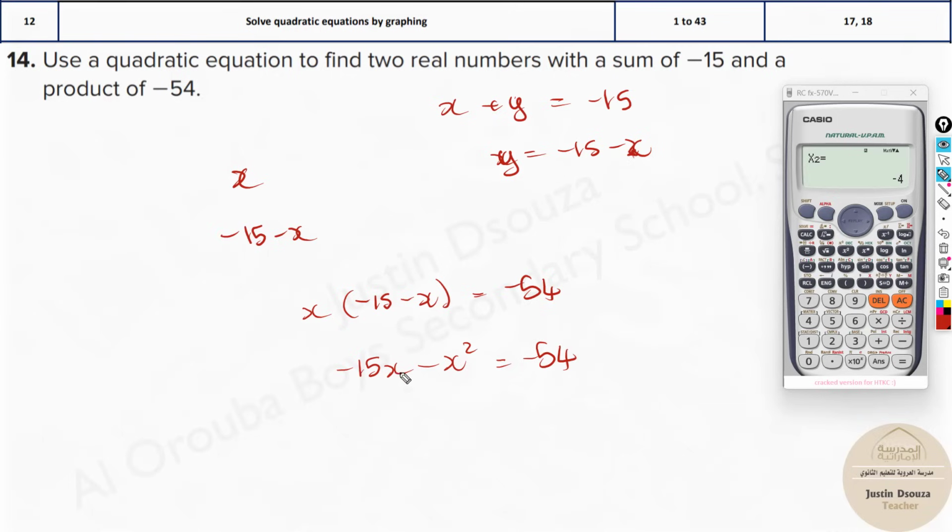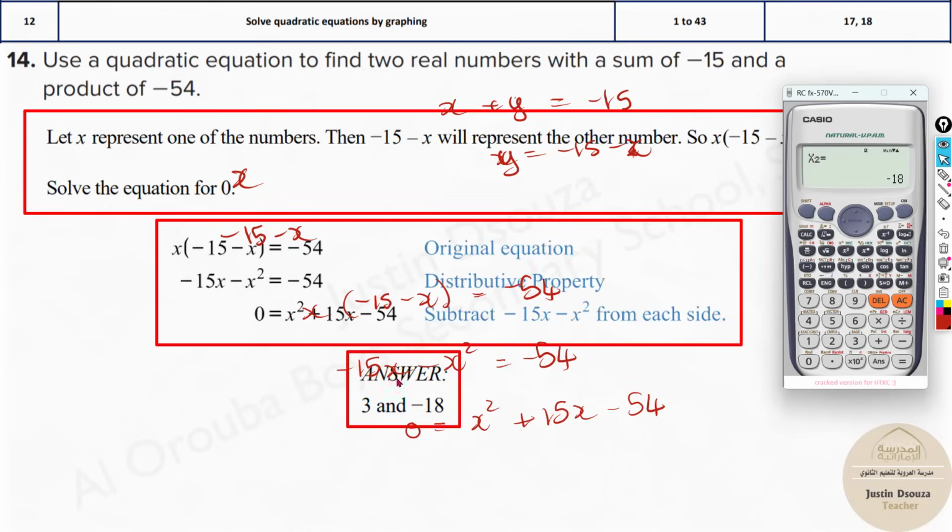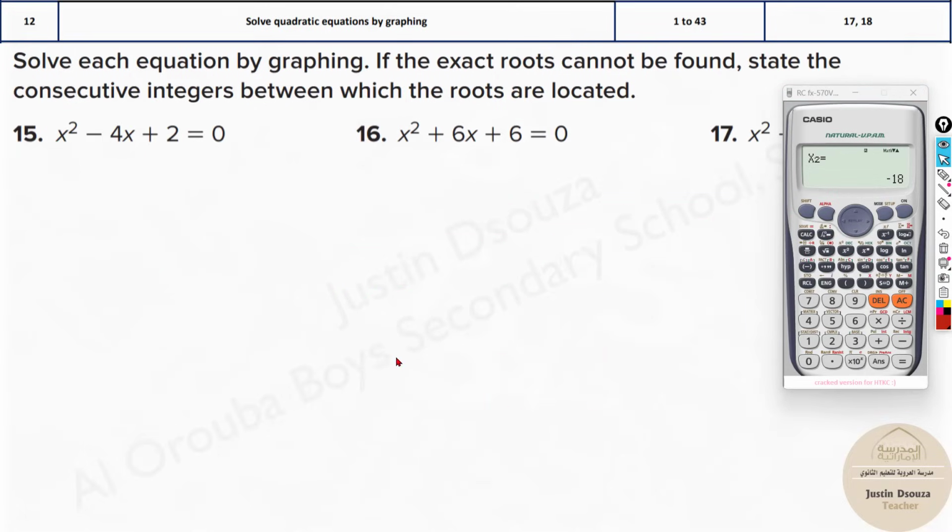And you can rearrange this. We will take all these terms to the other side. 0 equals x squared plus 15x minus 54. Put them in the calculator. Once you're in this mode, if you press on, you'll come back to the same mode. It's 1, it's plus 15, and lastly we have minus 54. The answers are 3 and minus 18. So 3 and minus 18 is the answer. So that's how we solve these problems.